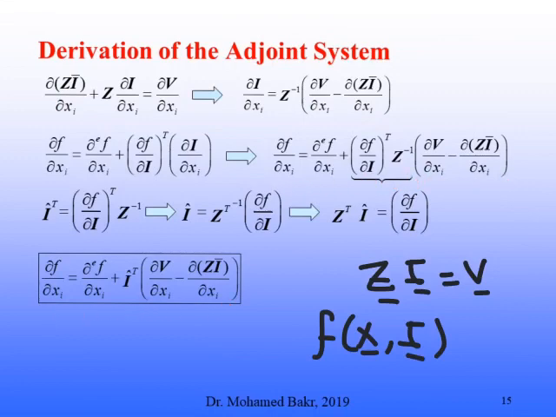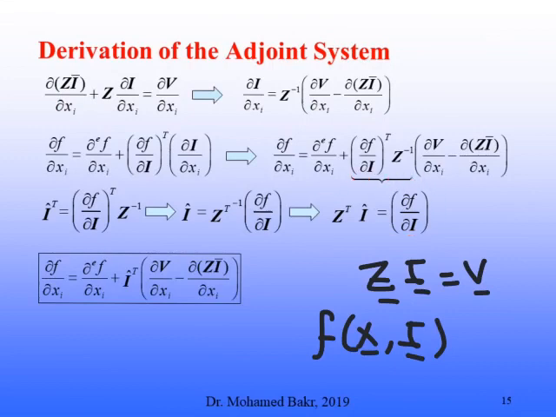Why is this form so unique? Because if you know the vector I, which is the solution of the original system, and you know the vector I hat, which is the solution of the adjoint system, we know partial v partial xi, it should be known, because we know our excitation, it's known analytically. We know the derivative of the impedance matrix relative to all our parameters analytically. We can calculate that. Then all you really need is I and I tilde to get all the sensitivities relative to xi. So in other words, we needed only one extra simulation, which is the adjoint simulation.